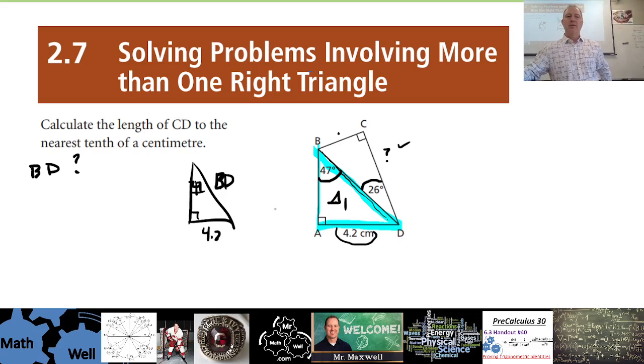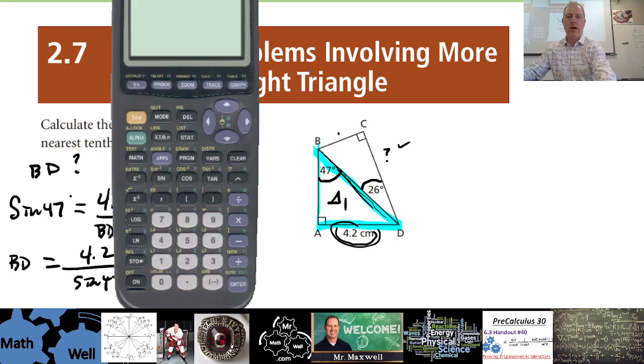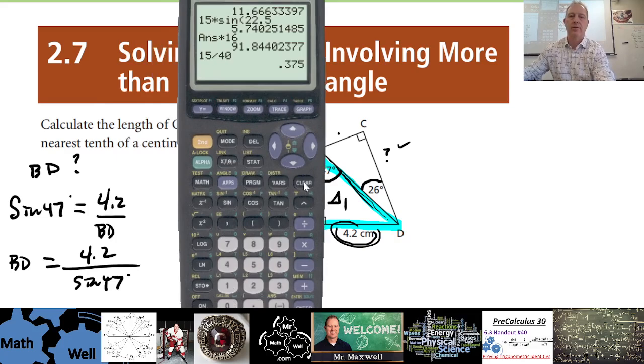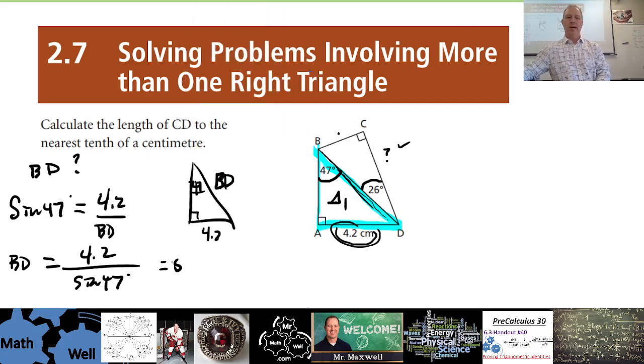Okay, so if I do sine, that's opposite and hypotenuse, right? So I want to find the hypotenuse here, so I'm going to go sine 47 degrees equals 4.2 over BD. So that's the one I'm going to find first. Or BD is 4.2 over sine 47. So now I'll ask my calculator to give me a hand with that. I'll turn that on, clear that. 4.2 divided by sine 47. 5.74.